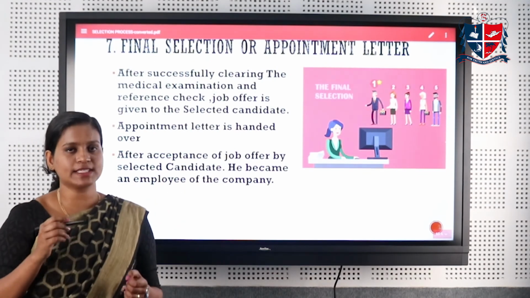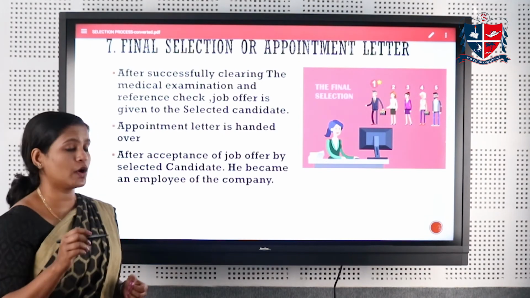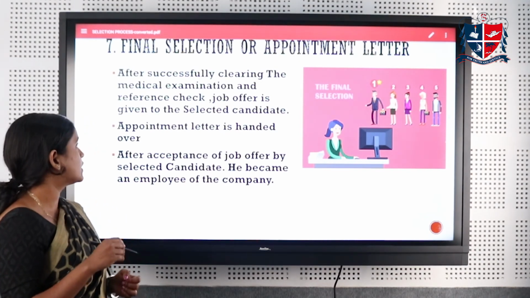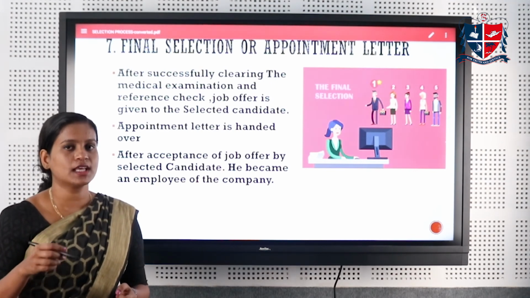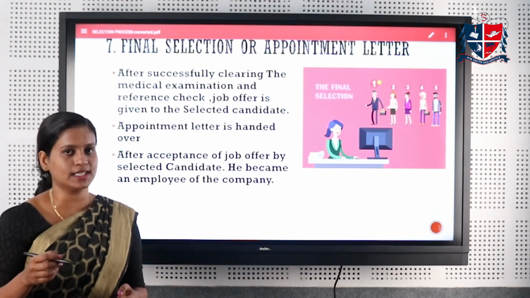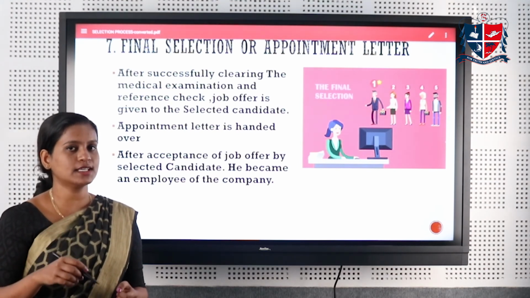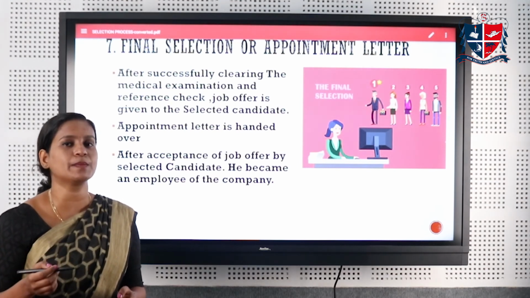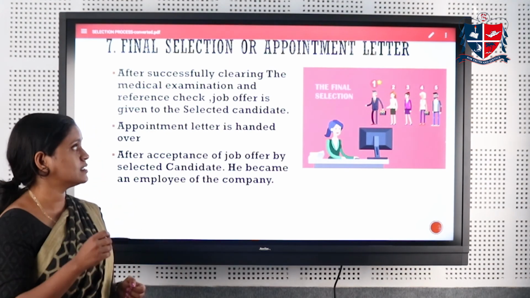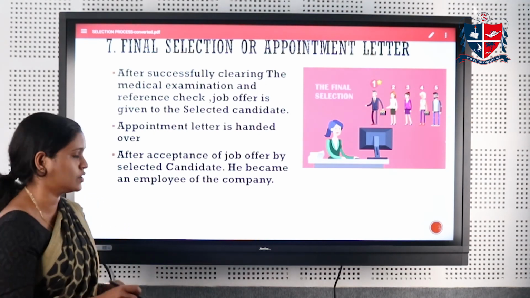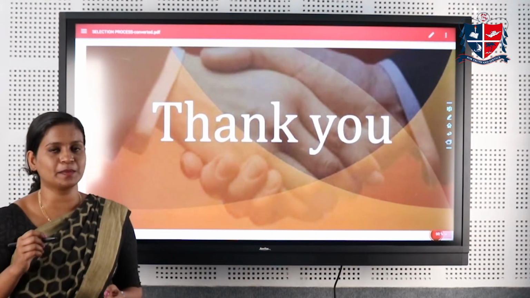And the last step of the selection process is the final selection, or the job or appointment letter. After successfully clearing the medical examination and the reference check, the job offer is given to the candidate and the offer letter will be handed over. And if the candidate accepts the job offer, then he becomes an employee of the company. So these are all the 7 steps of the selection procedure. Now I'm going to wind up my class. Thank you.